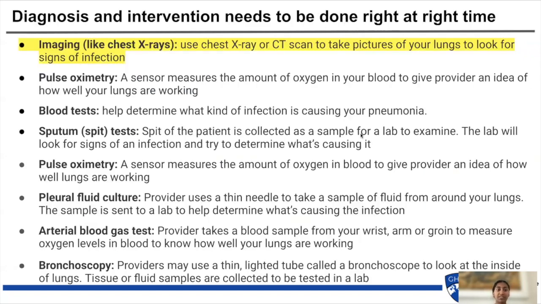So, diagnosis and intervention needs to be done right at the right time, which is where these types of data and AI and ML models can come in. There are 8 modes of data that are often used to determine pneumonia infections: imaging, pulse oximetry, blood tests. In the future, there are talks of multimodal AIs, which will use multiple types of data to determine and predict pneumonia. But for the purpose of this presentation, we'll be looking at using imaging data like chest x-rays to take pictures of our lungs and look for signs of infections.